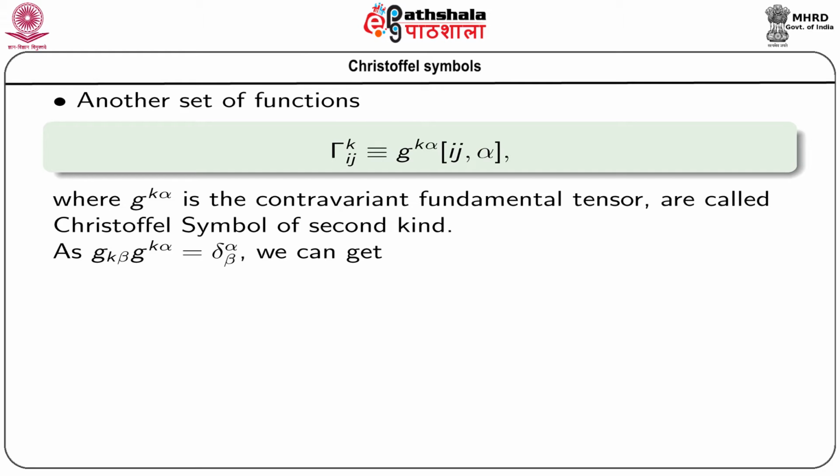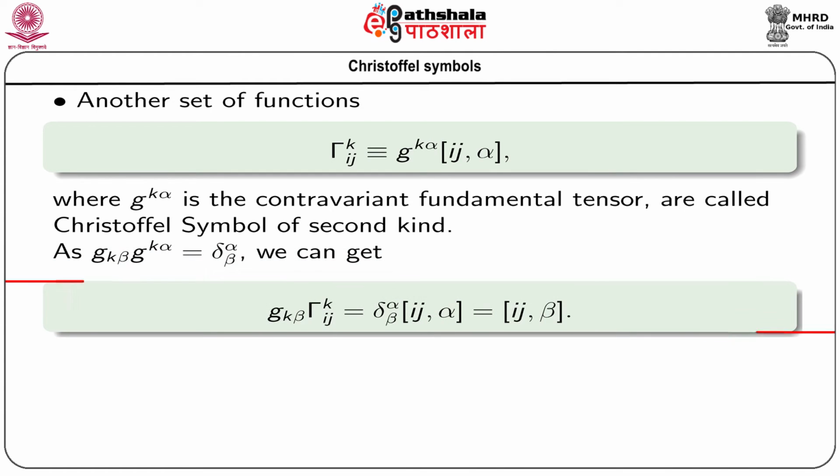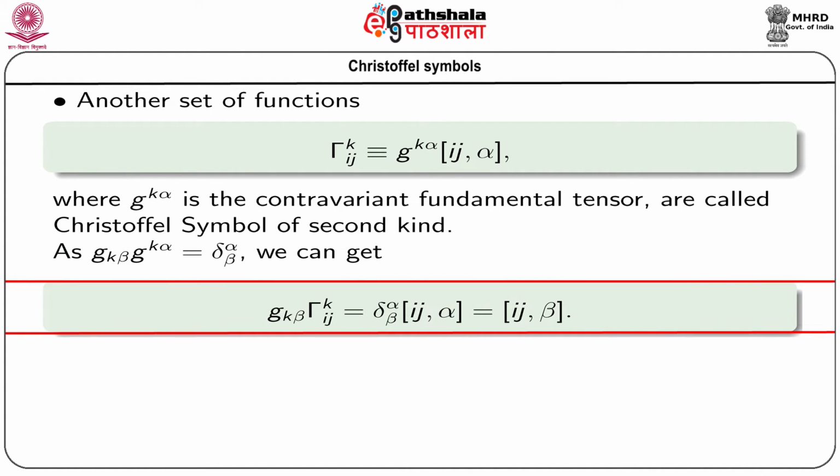Now, as g_kβ g^kα is equal to δ^α_β, we get g_kβ Γ^k_ij is equal to δ^α_β [ij, α], and that is equal to the bracket [ij, β], which is the Christoffel symbol of first kind. So, this is the relation between the Christoffel symbol of first kind and second kind.